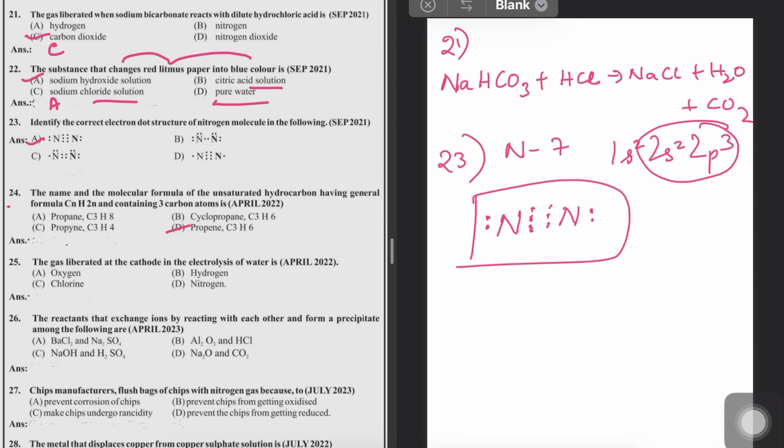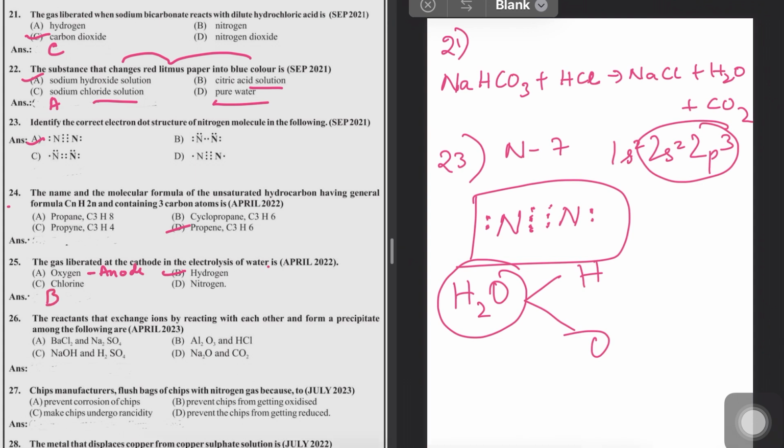Coming to the next question, the gas that is liberated at the cathode in the electrolysis of water. Which is the gas that is liberated at the cathode during electrolysis of water? It is hydrogen. It is a direct question. Oxygen is liberated at the anode, because during electrolysis the water molecule dissociates into hydrogen and oxygen. So, the correct answer is option B, hydrogen.